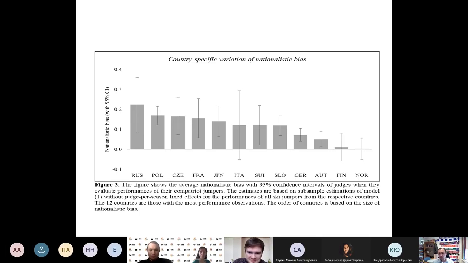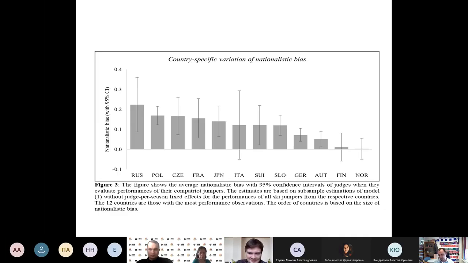And the only two countries that have zero bias in terms of statistical significance and in terms of economic significance are Finnish and Norwegian ones. So in Norway, yeah, they really like the study. I guess in Russia they liked it a bit less, but this is how it is. So Norwegian and Finnish have zero bias. Russians, Polish, Czech, they have more bias.